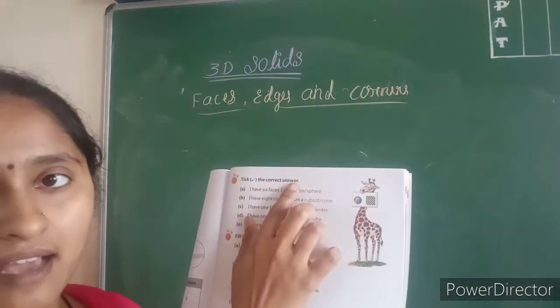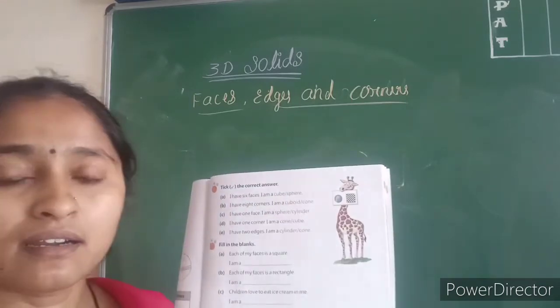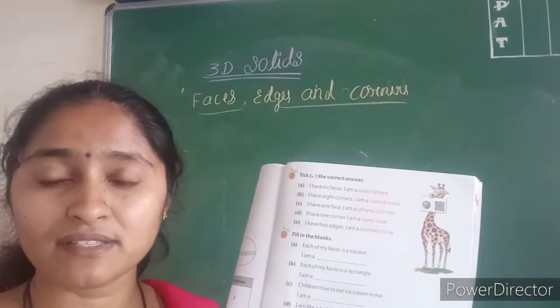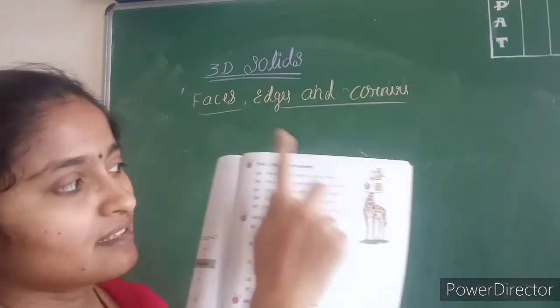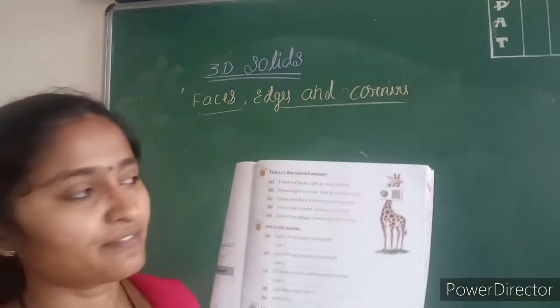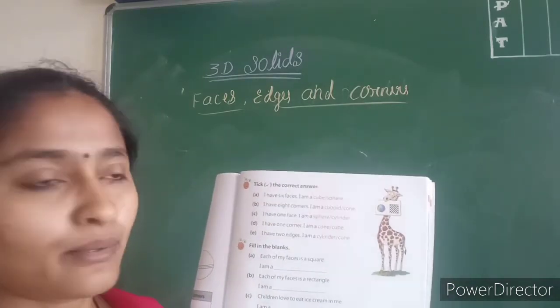Pick the correct answer. The first one is, I have 6 faces. I am a cube or sphere. Which 3D solid has 6 faces? Does a sphere have 6 faces? No. So which has 6 faces? Cube. Very good. So tick mark the cube.